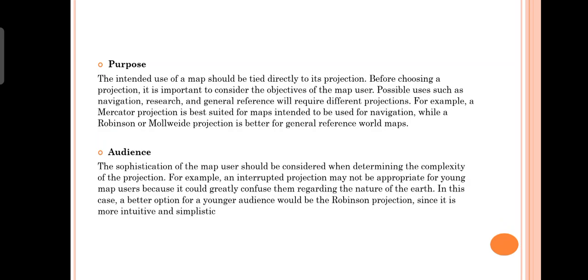Then audience. The sophistication of the map user should be considered when determining the complexity of the projection. For example, an interrupted projection may not be appropriate for young map users because it could greatly confuse them regarding the nature of the earth. In this case, a better option for a younger audience would be the Robinson projection since it is more intuitive and simplistic.